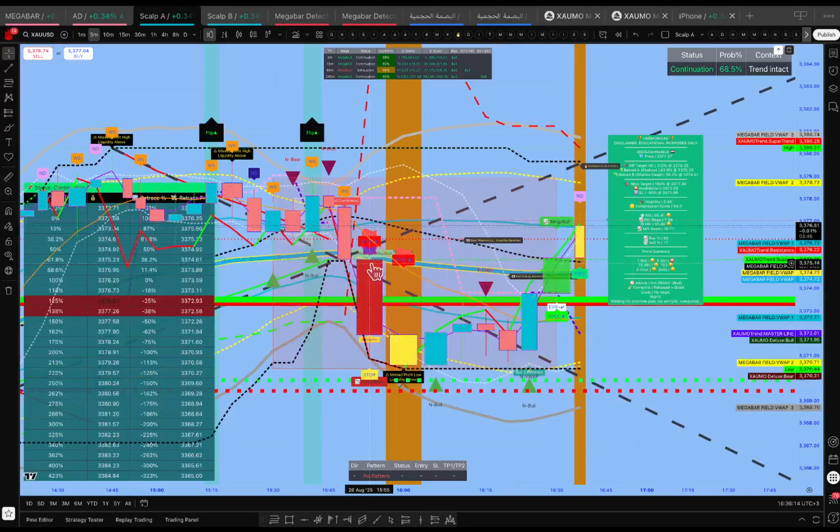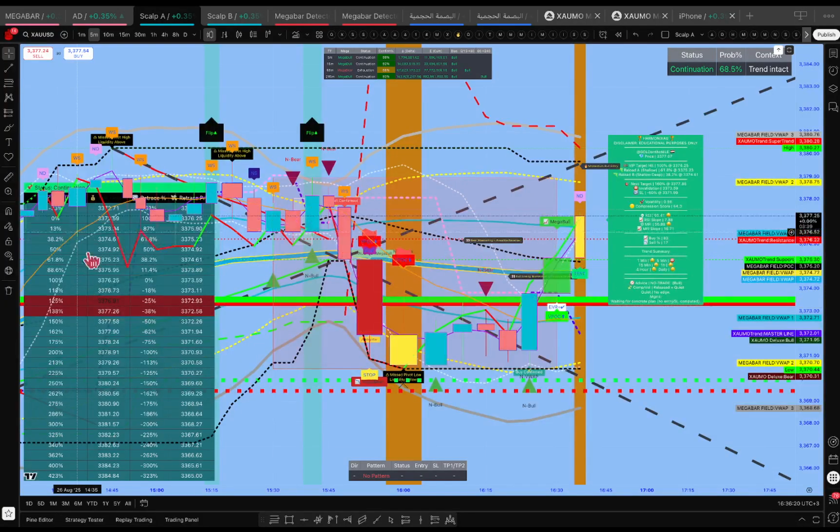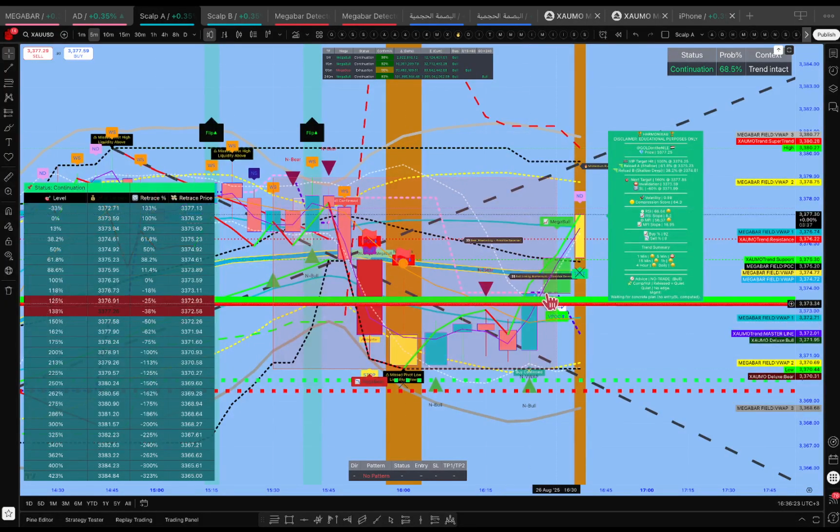So let me see here right now. Where are we right now? We are at 125, 138 from that Mega Bar. Here's the Mega Bar, the Mega Bull. My next target is 377. Let's see. Next target is 377. VIP target, next target is 377.85.